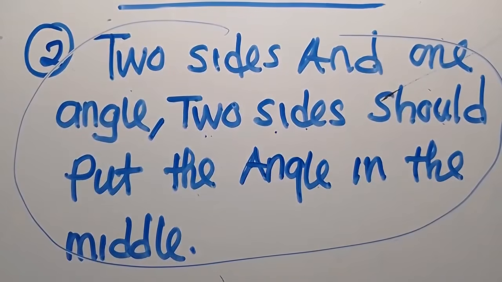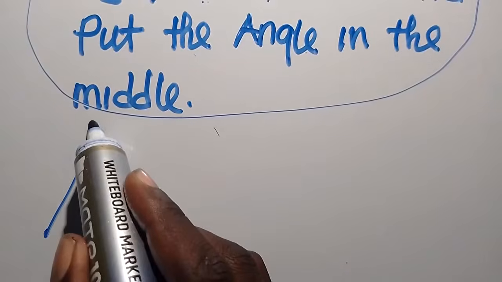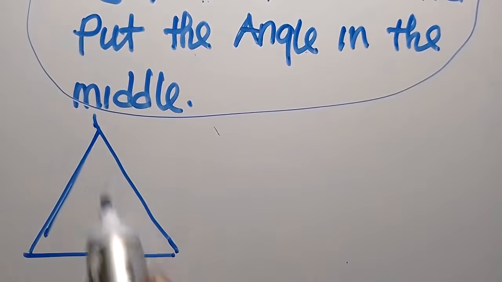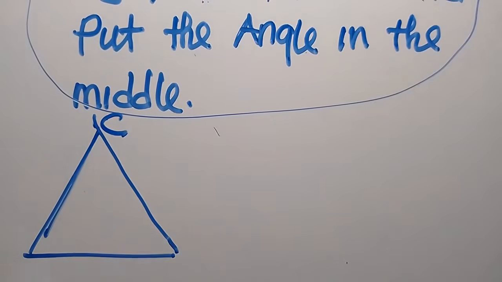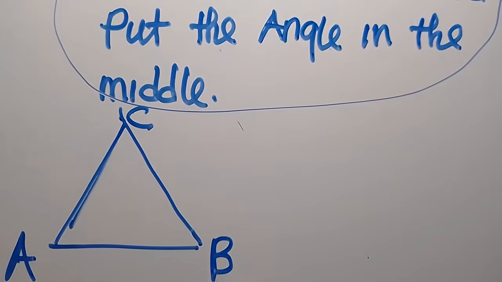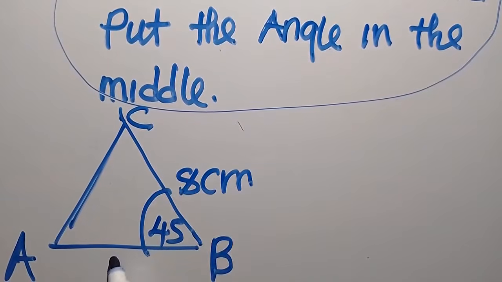In other words, what I mean is this. So if this is your triangle, you are given this triangle. Then here we've got C, here we've got A, here there is B. You are given here 45 degrees. So here must have 8 centimeters. Then here maybe we've got 5 centimeters.